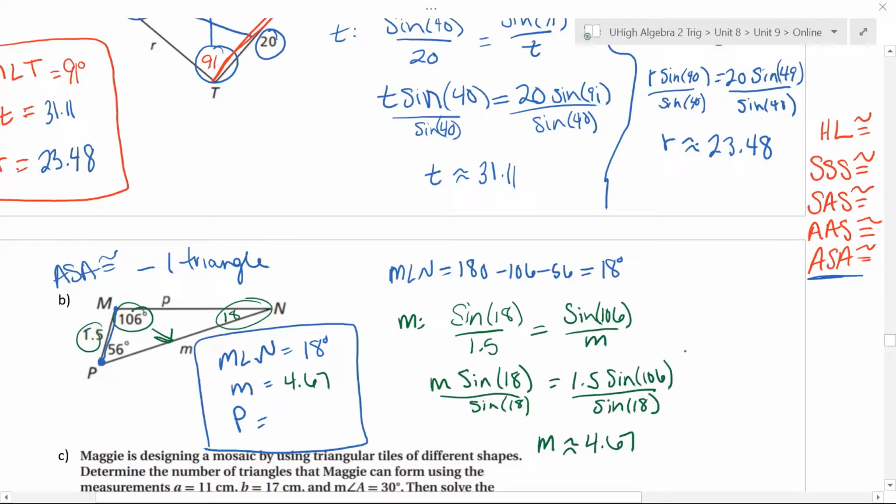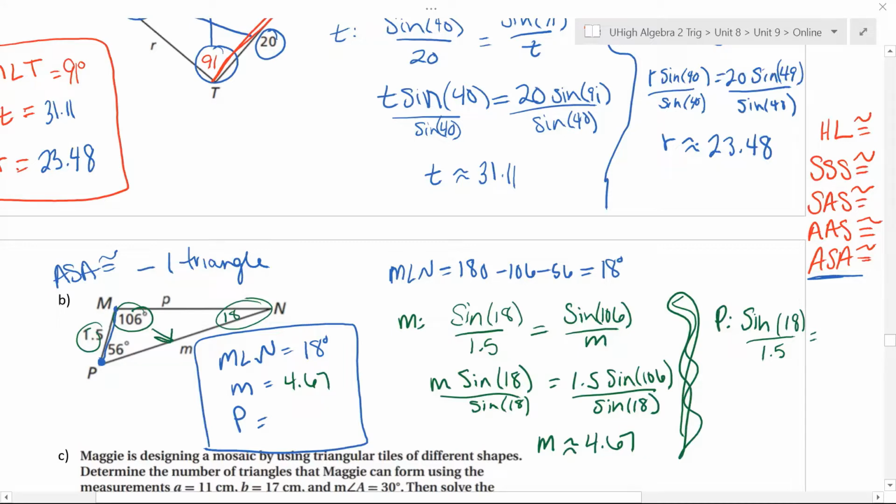Then when I want to solve for P, I'm going to keep using that same initial ratio. And I like to use that initial ratio just because I know that that's going to be the information that was the most given to me. And so it's going to be the most accurate. Like when we solved for M, 4.67 wasn't the exact answer. It was a rounded answer. So the more I use that rounded number, the more off that my answers are going to be. So I want to use the exact numbers whenever possible.